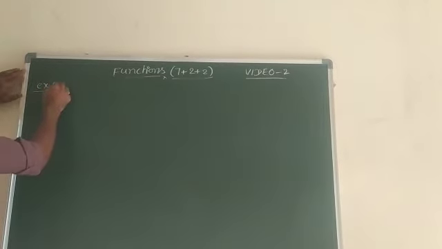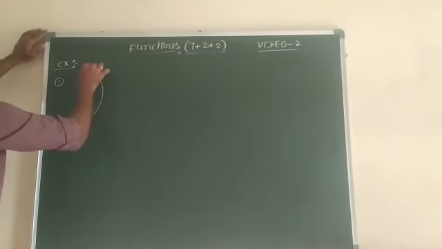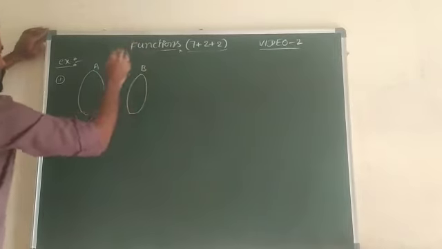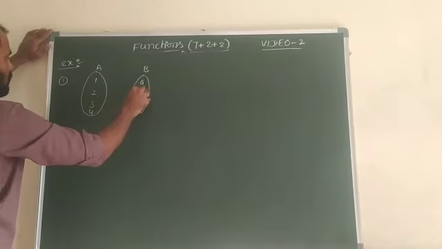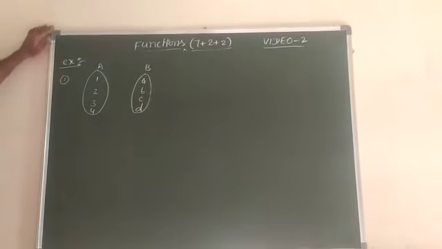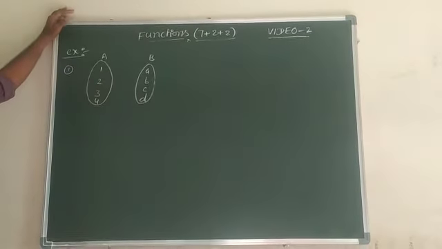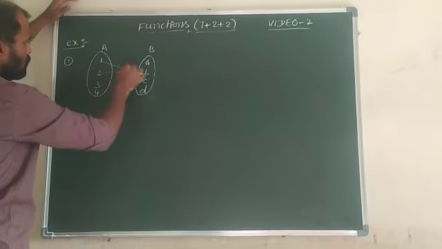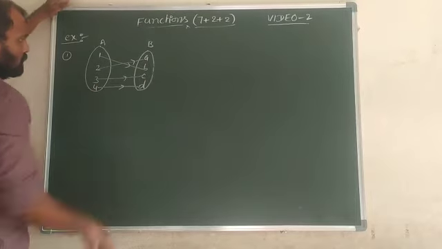Next, see the example for functions. First one: set A and set B, with A = {1, 2, 3, 4} and B = {A, B, C, D}. What is the defined function? Every element in set A has a unique image in set B. So 1 maps to B, 2 maps to A, 3 maps to C, 4 maps to D.